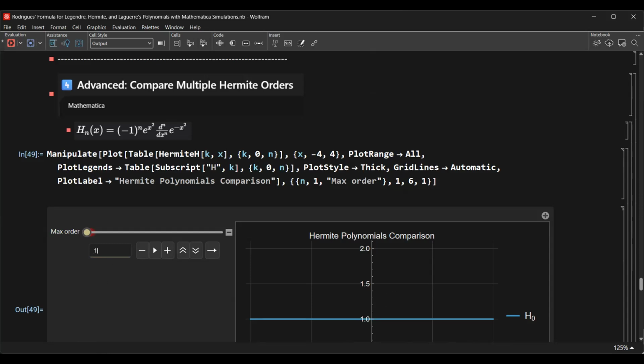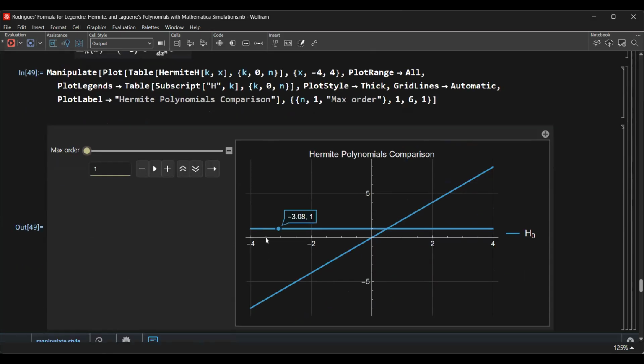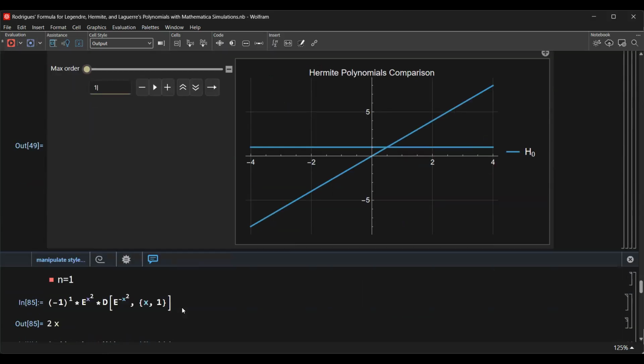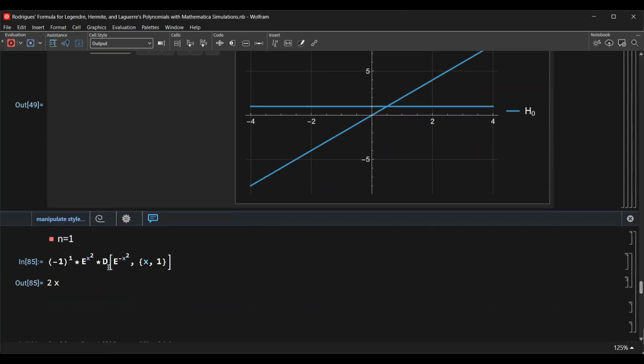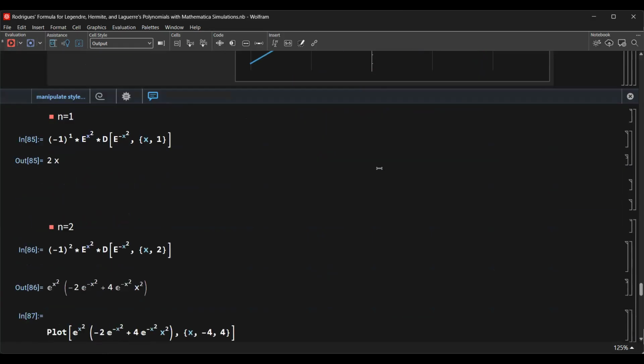If n equals 1 here, with h sub 0 on the horizontal axis, by substitution n equal to 1 as a function of x is equal to 2x. So this is equal to 2x here. This is for h sub 0 here.